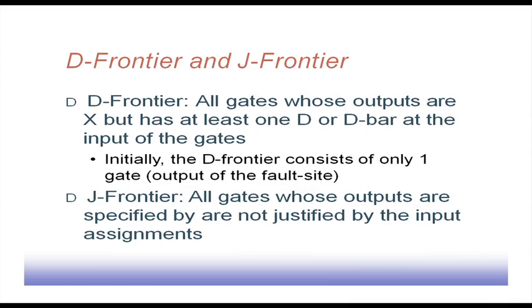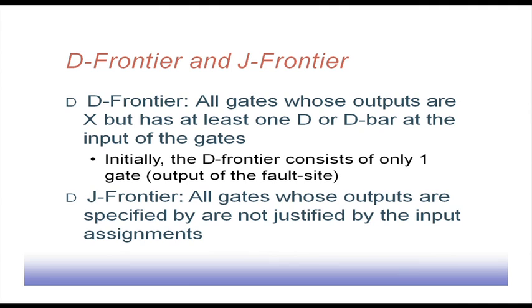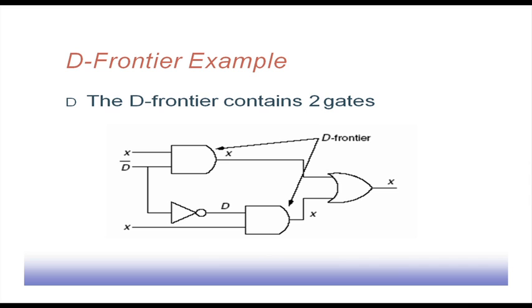Then we have J frontier. J frontier are all those gates whose outputs are specified but not justified by the input assignment. So, the output values are known, but inputs are not yet justified. So, inputs still remain at X. That is called J frontier. So, this D frontier and J frontier will be propagated in such a fashion that all the inputs of the circuit get defined, and the fault gets excited and propagated to the output.